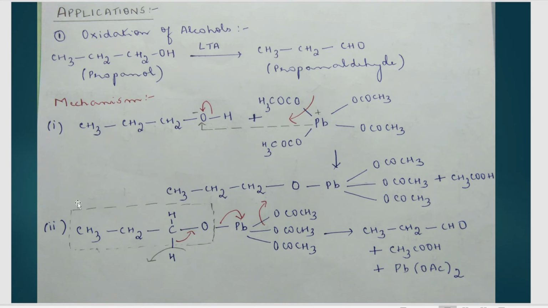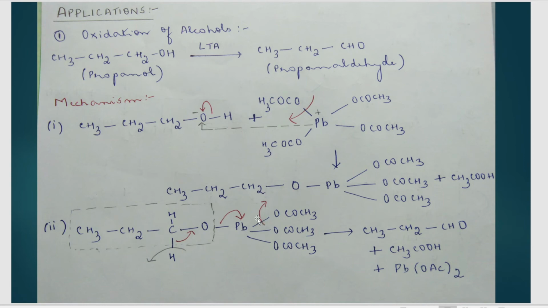Is it complete? No, we have to get an aldehyde here. So we move on to step number two, that is take that same molecule. Now what happens? One more H leaves the molecule as H plus ion. So this bond is there, no? It will shift here and C will form a double bond with oxygen. And on this side, one more acetate group, OCOCH3, will leave the Pb atom. Okay. So Pb will get what charge?